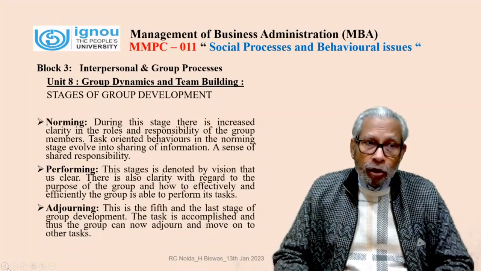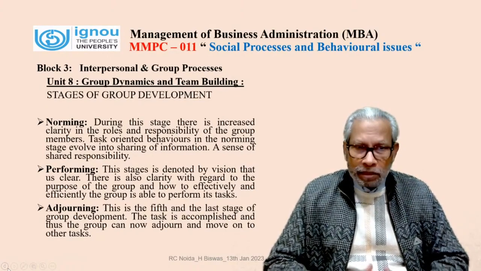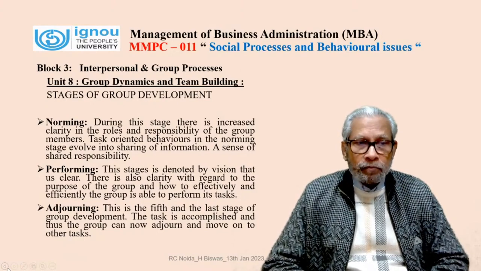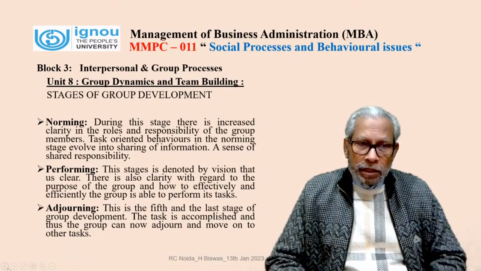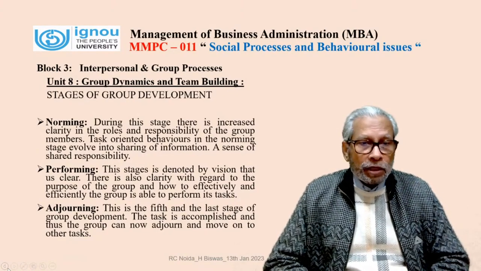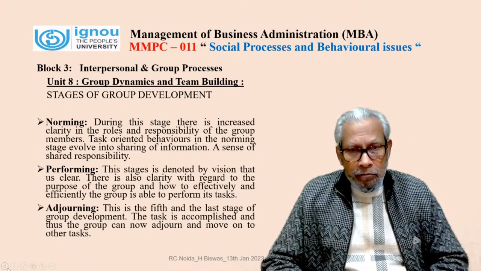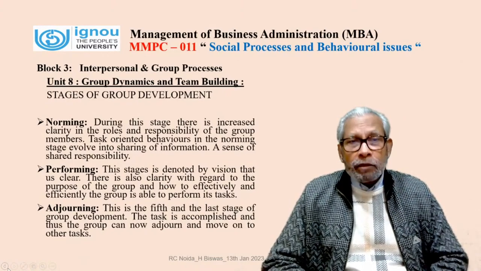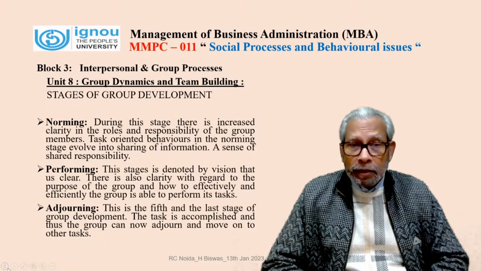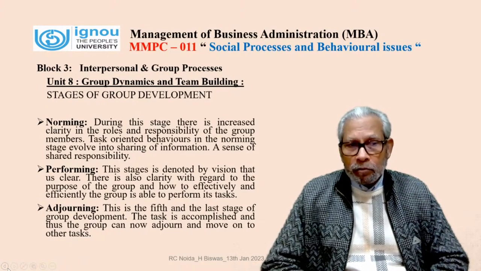Then you have the norming stage. During this stage, there is increased clarity. More clarity will come about what the roles and responsibilities are, to be agreed by the members. That has been listed. So task-oriented behaviors in the norming stage evolve into sharing of information, a sense of shared responsibility. The mind is allowing, okay, that is my duty, I have to do it. Some sort of mindset and agreement in the willingness and formation. This stage is basically the forming stage.